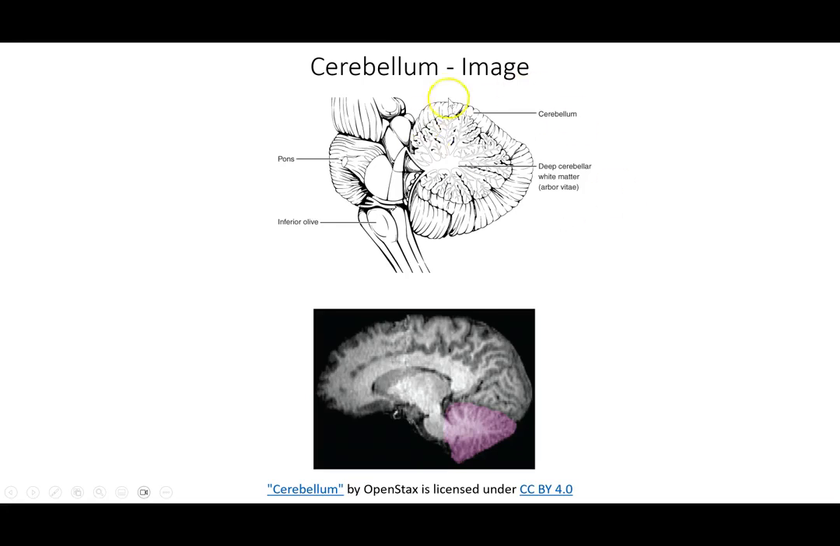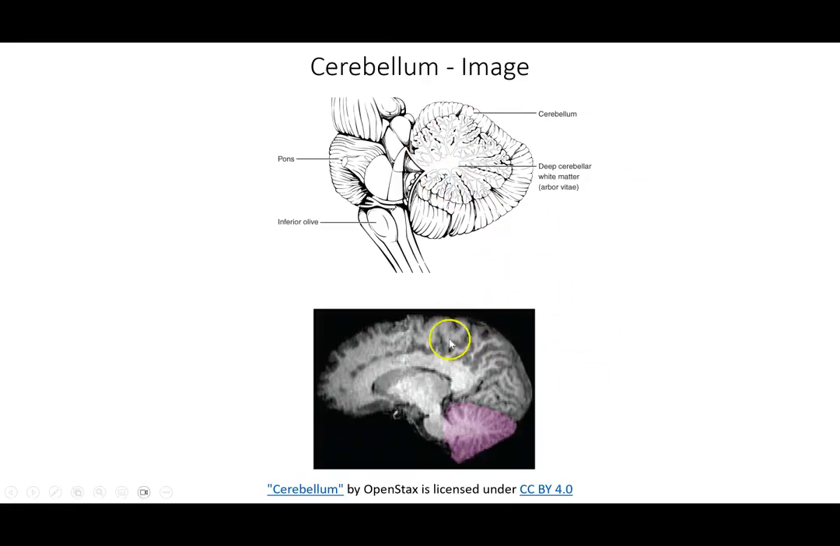So here's a mid-sagittal cross-section of that cerebellum. All out here is where the cerebellar cortex would be. And then deep inside is going to be the white matter or arbor vitae. Arbor means tree, so you can see how there's this tree-like structure in here, and that's usually going to be represented with white paint on a lot of the models for lab.